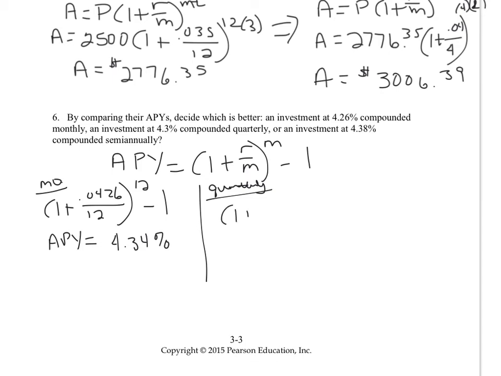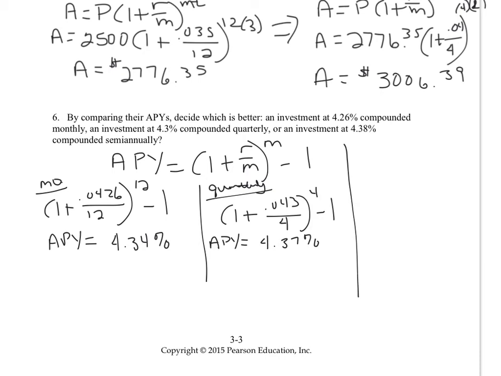Okay, 4.34%. Now, we need to calculate the second one, which is if we're investing quarterly. So our interest rate is a little higher. It's 0.043, but quarterly means that's 4 times in a year, so we'll divide that by 4, raise it to the fourth power, and subtract 1. So if you put that in your calculator, you're going to end up with 4.37% when you take it back into percent form. So you should have had 0.0437 when you looked at your answer in the calculator.